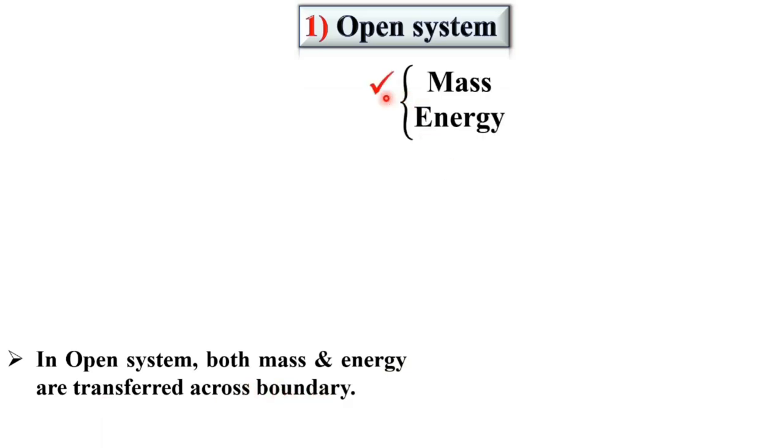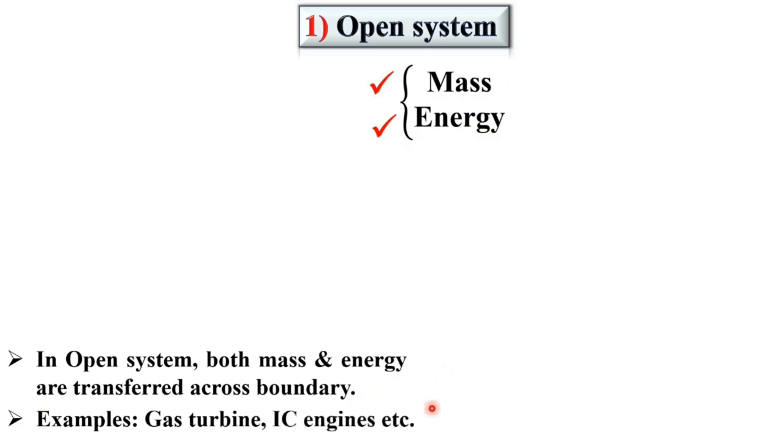So as we have discussed, in case of an open system, mass as well as energy can transfer from the system to the surroundings or from the surroundings to the system. Examples: gas turbine, IC engines, etc.